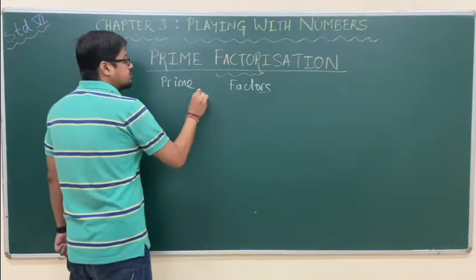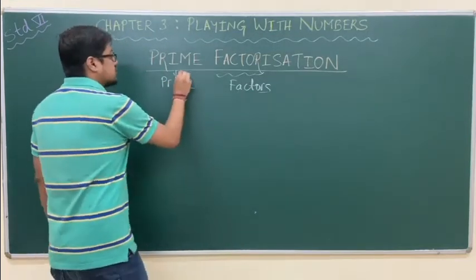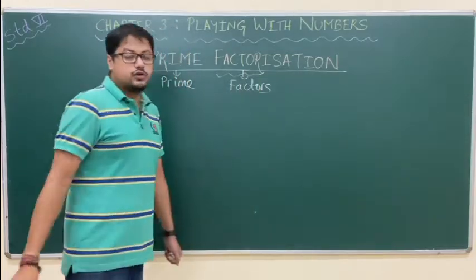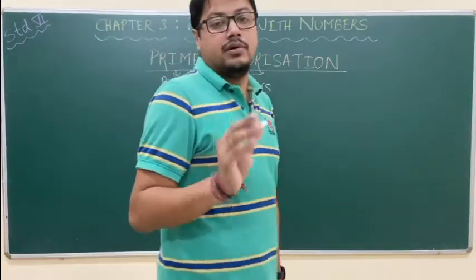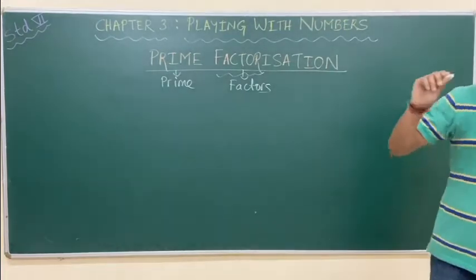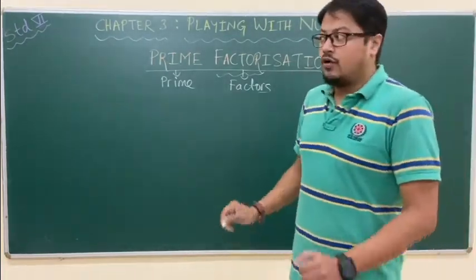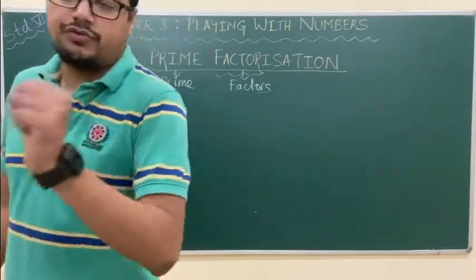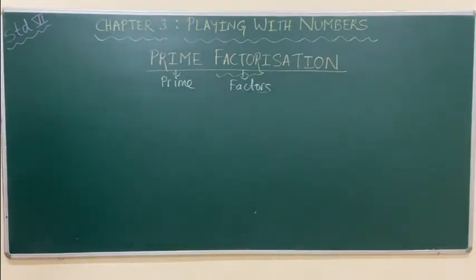Now for this method to be completely understood, we all should know all the prime numbers at least from 1 to 50. We should know thoroughly what are the prime numbers from 1 to 50, then only we will be able to understand this method.